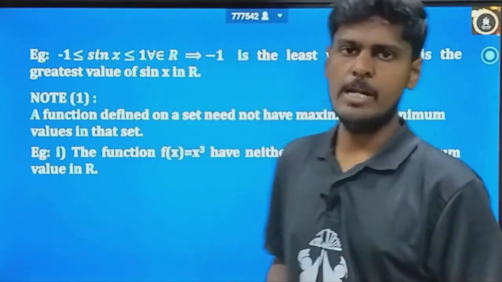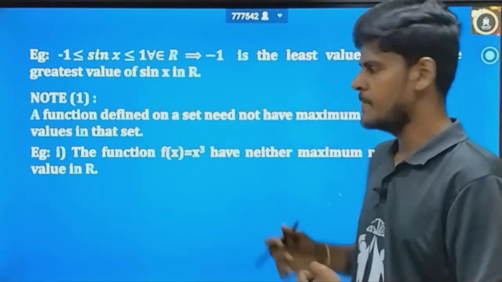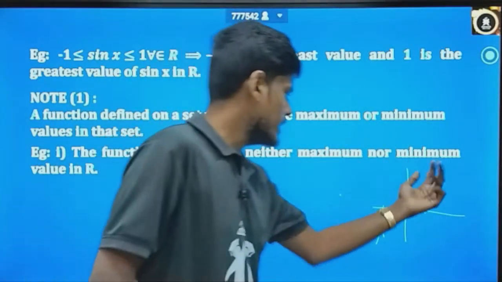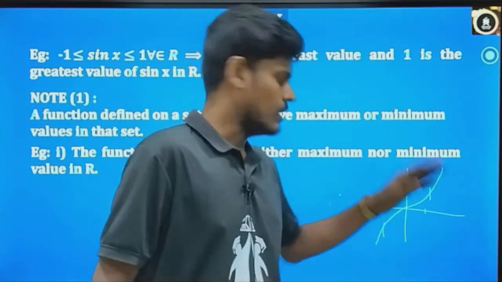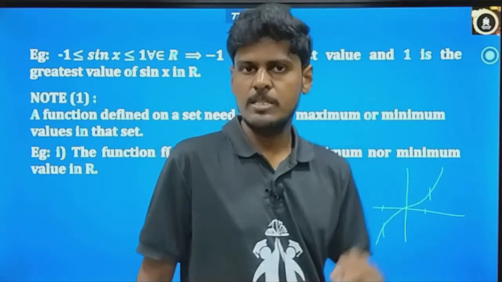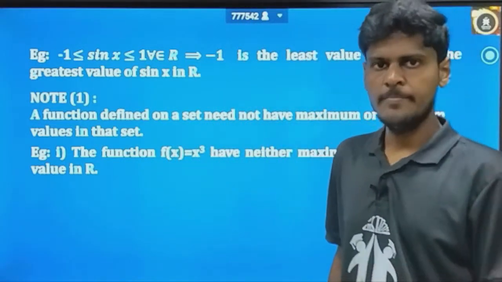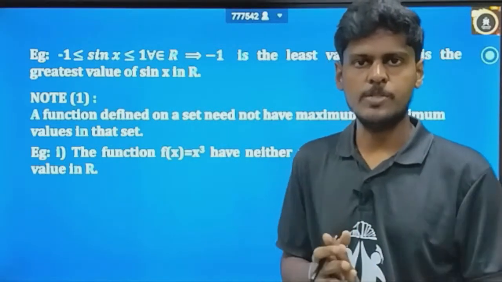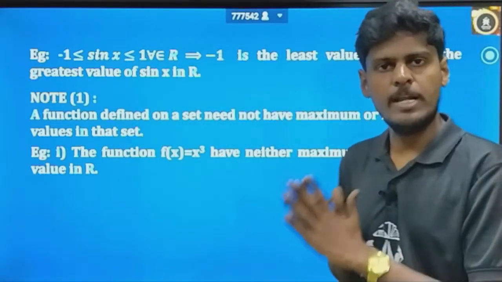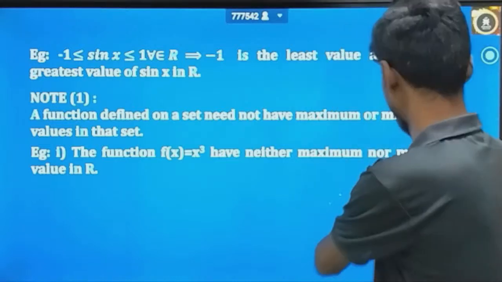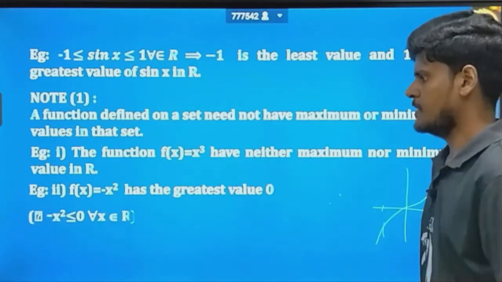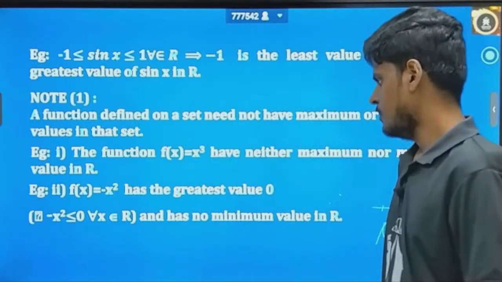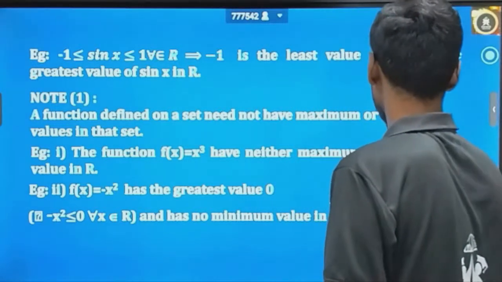Similarly, local maximum minimum value may not exist for some functions, and also for some functions maximum value exists but minimum does not exist, or minimum exists, maximum does not exist, or sometimes both may exist. The basic understanding is maximum is the maximum value among the entire values in the interval, and minimum is the minimum value among all the values in the interval. For example, another case, f of x equal to -x square. What is the graph of -x square?